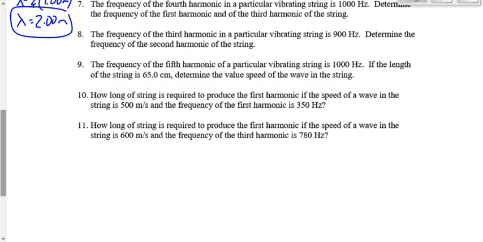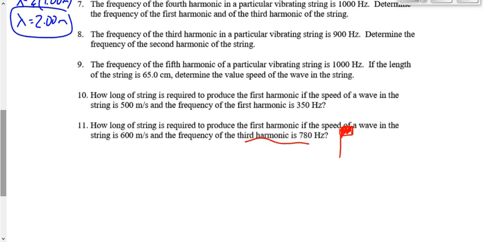Number 11 says, how long of a string is required to produce a first harmonic if the speed of the wave in the string is 600 meters per second and the frequency of the third harmonic is 780? There's a red flag right there. Third harmonic is 780 hertz.